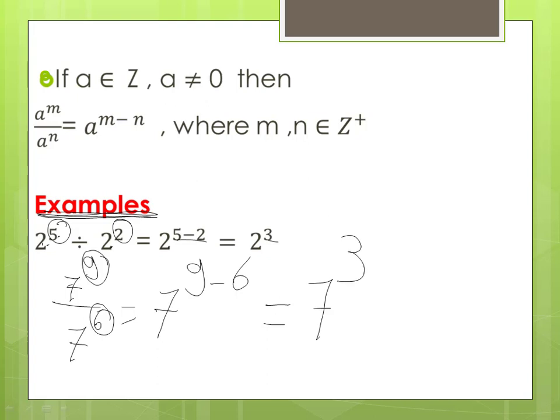So here in our rule we have a and a, and we have m and n. So we make a, the same base. We write here a also, and we make m minus n. So in multiplication, we add the powers. And in division, we subtract the powers.